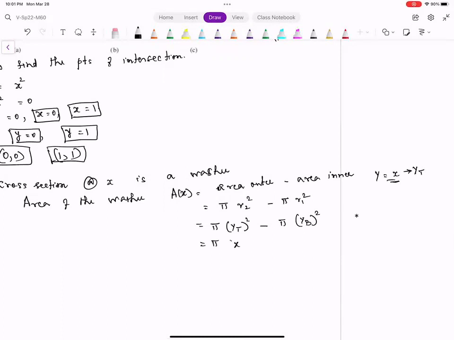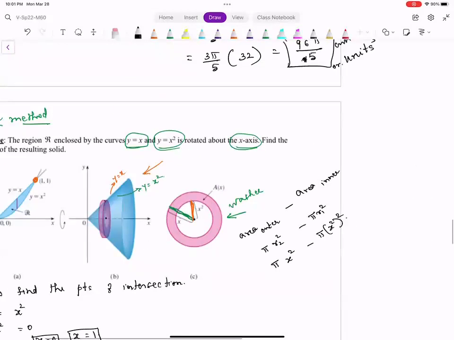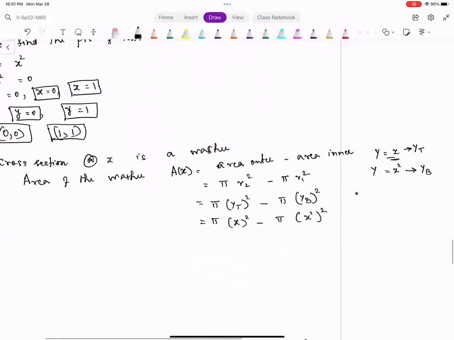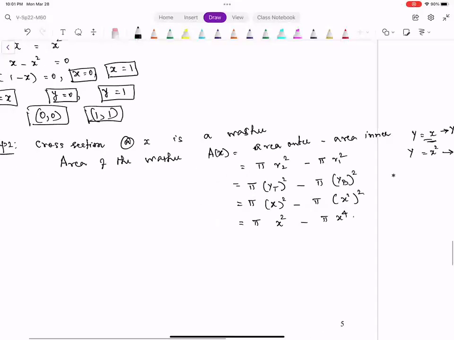So x squared minus pi. What is the bottom curve? y equal to x squared, y bottom. So that is equal to x squared, the whole squared. In both cases, you take only the y coordinate, which is written in terms of x. So it is pi x squared minus pi x to the power 4.